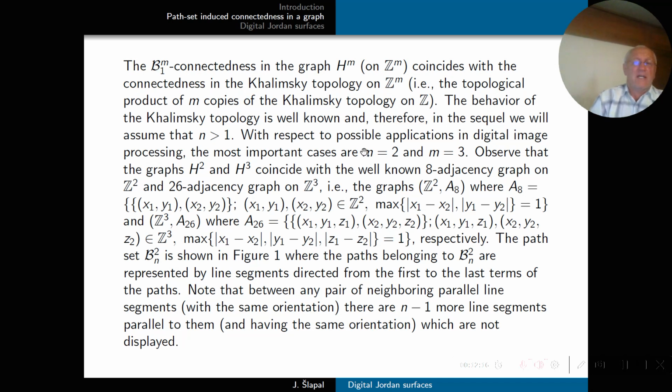And of course, with respect to possible applications, the most important are pictures which are two-dimensional or three-dimensional. So for us, the most important cases are when m equals 2 or m equals 3. In this situation, the graphs H to the power of 2 and H to the power of 3 are nothing but the well-known 8-adjacency graph on Z squared and 26-adjacency graph on Z to the power of 3. These are well-known graphs, very often used in image processing.